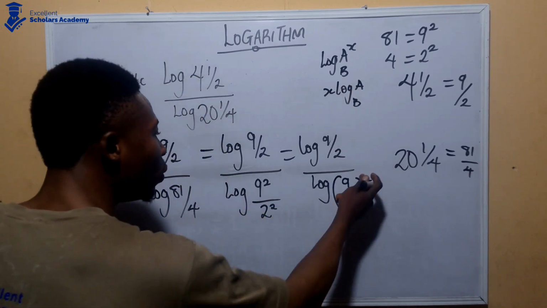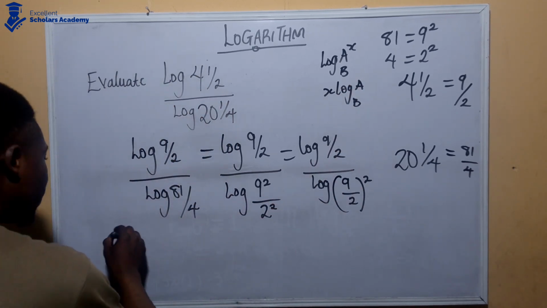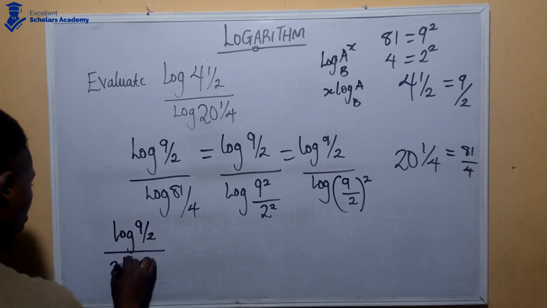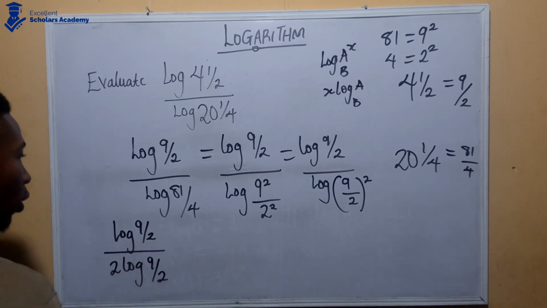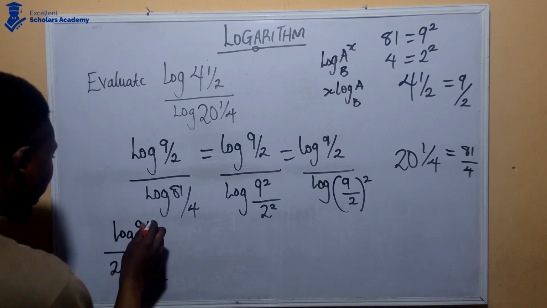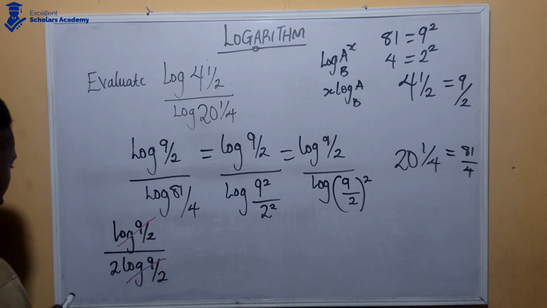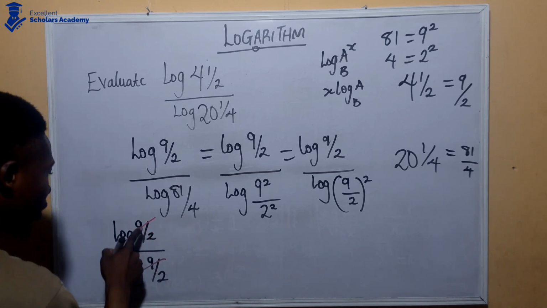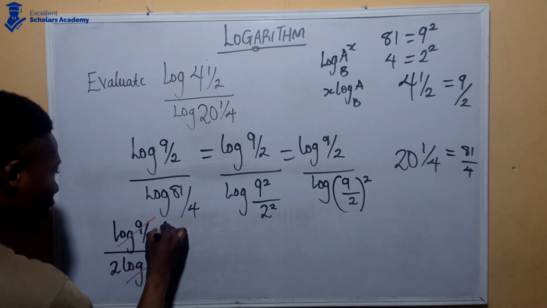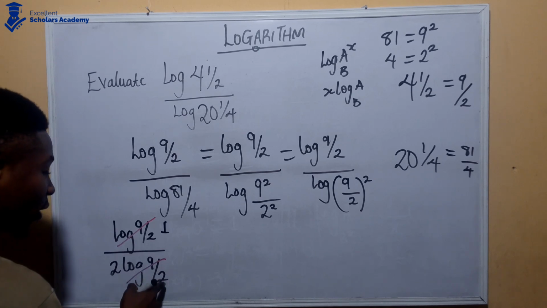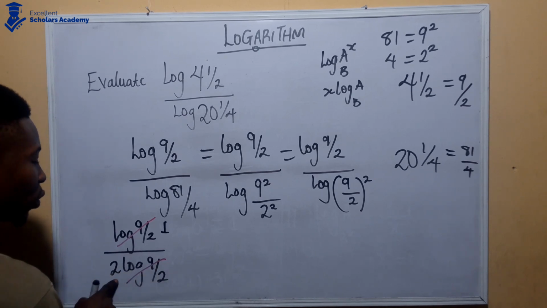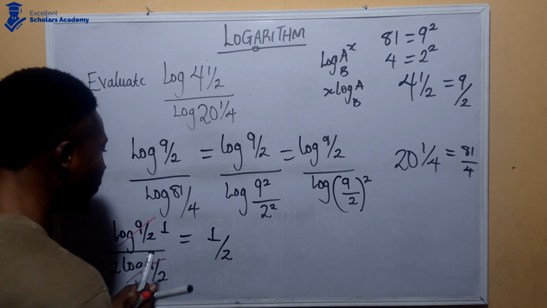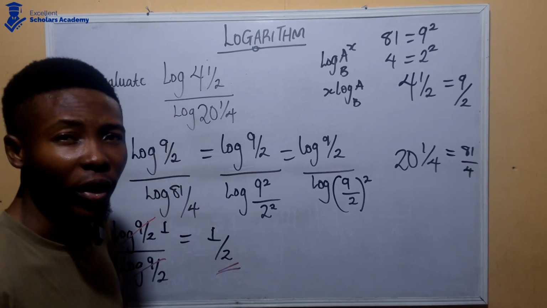So now when it comes behind, this becomes what? This becomes log 9 over 2 over 2 log 9 over 2. Now if you notice, log 9 over 2 takes away log 9 over 2. You're going to be left with 1 here, because log 9 over 2 here remains 1, and log 9 over 2 here is 1. But you're going to be left with 2, 2 times 1 is 2. So you're going to be left with 1 over 2 as your final answer. So your answer here is 1 over 2.